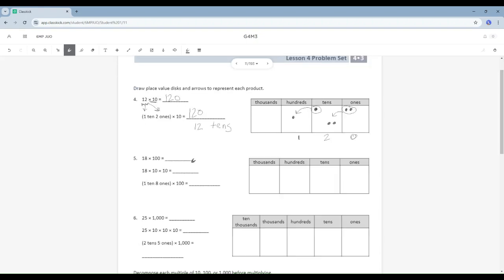18 times 100. So I'm going to go ahead and put 18 in my place value chart, which is 1 ten and 8 ones. Right, there's 8 ones. And now I'm multiplying by 100. But again, I like to take a look down here because it tells me how many times I need to multiply by 10. So how many jumps I need to make across these place values. So I'm going to start with this 10, and I'm going to multiply by 10. So I jump over to this next place value. And I need to do it one more time.